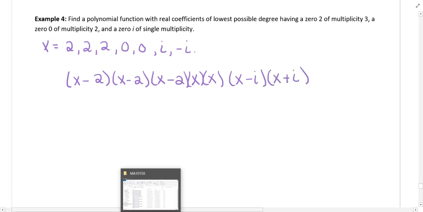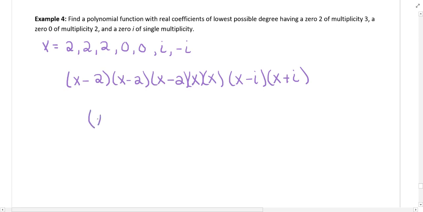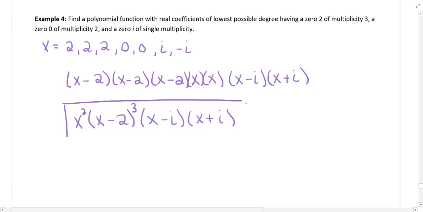And then x minus i, x minus negative i, which gives us x plus i. Now, I could multiply all this out, but I'm not going to make you do that. So for this one, all I need you to do is just go like this: x minus 2 cubed. And then x and x, you can put that one in the front: x squared. And then x minus i, x plus i. You can leave this one in factored form because it's extremely long. You could multiply this out, but it's going to be a really long problem. So we're just going to leave it just like this. So this is just written out in factored form.